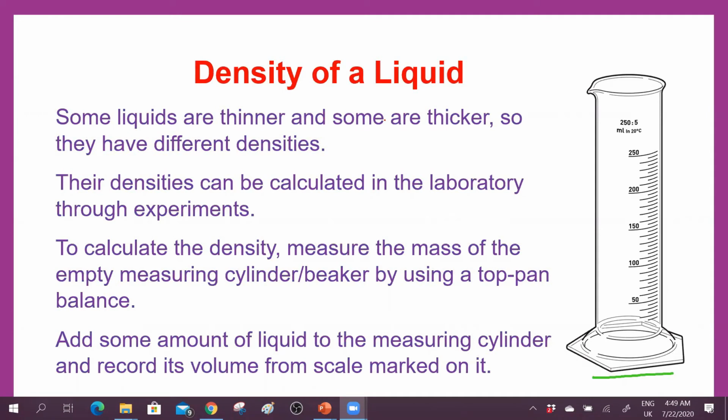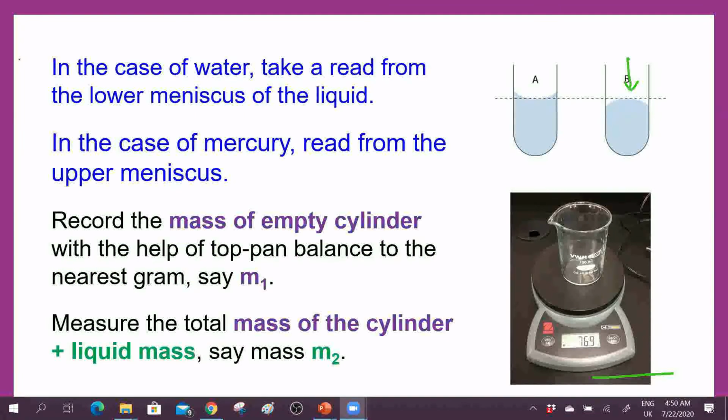Now I'm going to explain to you how to find the density of a liquid. To find the density of the liquid, first of all, we take a measuring cylinder. That measuring cylinder should be empty. There shouldn't be any liquid inside of it. There should be 2 precautions to read the meniscus of a measuring cylinder. If we don't have a measuring cylinder, we can use an empty beaker to calculate the density of liquid. What are the 2 precautions? In case of mercury, we use the top meniscus. In case of water, we take the reading from the lower meniscus. The top meniscus looks like a convex mirror, and the lower meniscus looks like a concave mirror. So in case of water, take a reading from the lower meniscus of the liquid, and in case of mercury, read from the upper meniscus.